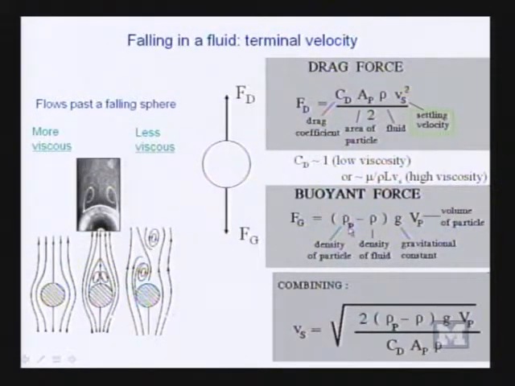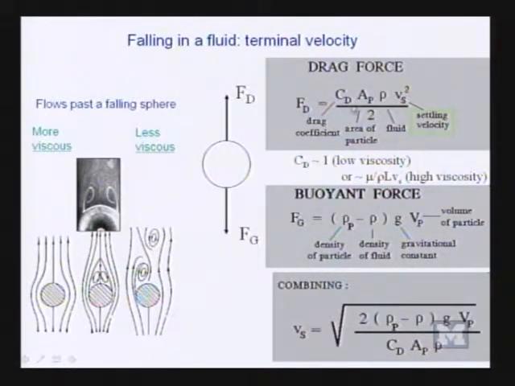The buoyant force is given here. It's the difference between the density of the particle and the density of the fluid. So that force is only going to go down if the particle is more dense than the fluid. Otherwise, if the particle is less dense than the fluid, it'll rise up like a bubble. And so it's equal to that difference in densities times gravitational acceleration times the volume of the particle.